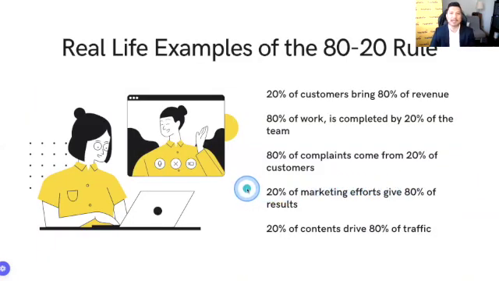Okay, so here are some examples. 20% of customers bring 80% of revenue. I mentioned this just now. Who are those 20%? Focus on them. 80% of work is completed by 20% of the team. Who is your team member that is completing 80% of the work? You want to see this. It's not fair. Life is not fair, right? But that's how it is. 80% of complaints come from 20% of your customers. Who are these 20% of customers giving these complaints? If you can afford it, fire them. Then you get rid of 80% of complaints. 20% of marketing efforts give 80% of results. 20% of content drives 80% of traffic.